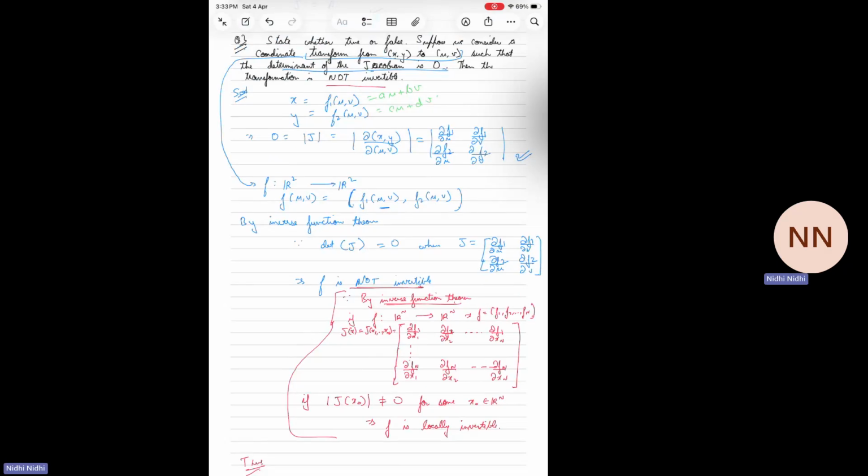I hope this is clear how we are using the inverse function theorem here to eventually get that, in this case, the transformation, which need not be linear, is not invertible. Please go through the solution again. I'll wait for 3-4 minutes. If you have any doubt, you can ask.